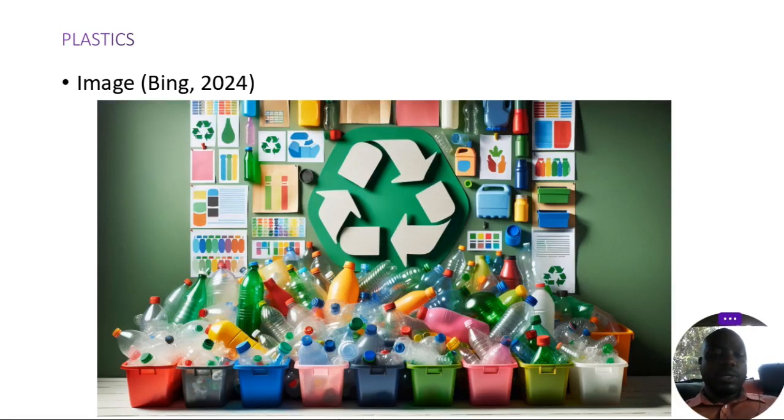It's time now for us to speak about specific types of materials that we can consider in our recycling journey, and we're going to start with plastics. Here they are in the picture.